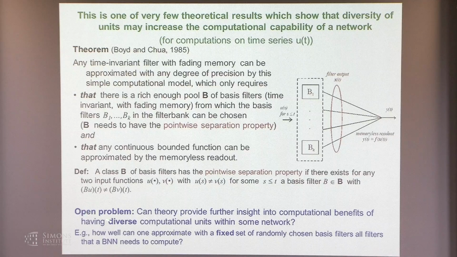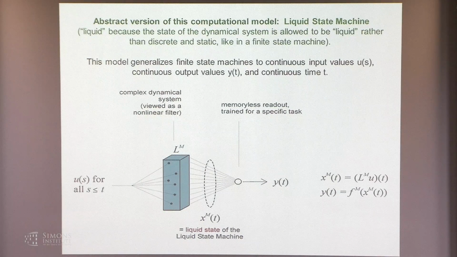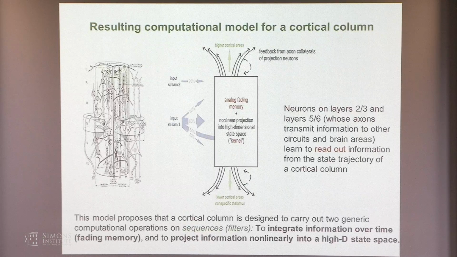And I mainly want to show this here because I think there's an open problem, really a deep open problem, also for theoreticians, particularly computer science theoreticians: can we provide further theoretical insight into the computational benefits of having diverse computational units within a network? This is not a great example, but I think it's one of the best I have found, or even the best. I think it's a nice open problem. So let's leave it there then. There's this theory of liquid computing, which was mentioned, which makes use of these things.